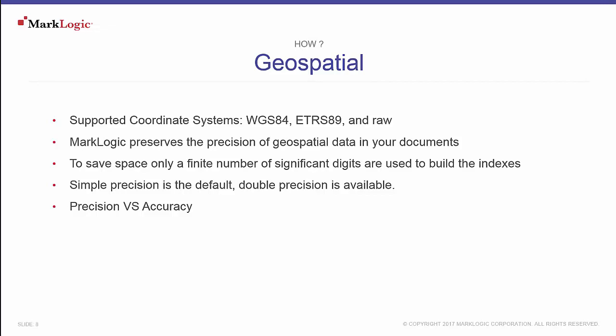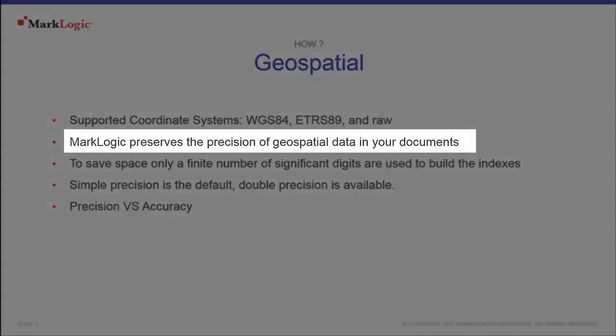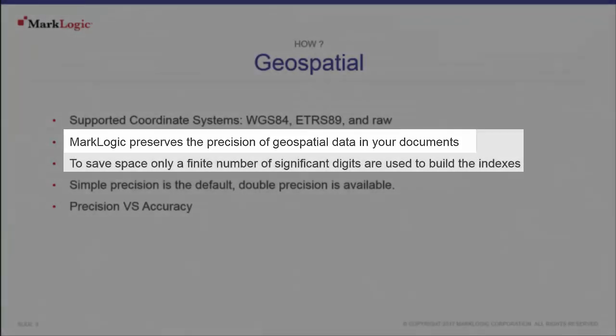An important point is that MarkLogic always preserves the precision of geospatial data in your documents. Data is loaded as it appears in its original form. For example, if you ingest documents containing double precision coordinate values, those values retain full precision. However, the precision of values in a geospatial index is determined by the configuration of the index. Therefore, you might have double precision values in your documents, but single precision values in the corresponding geospatial index.